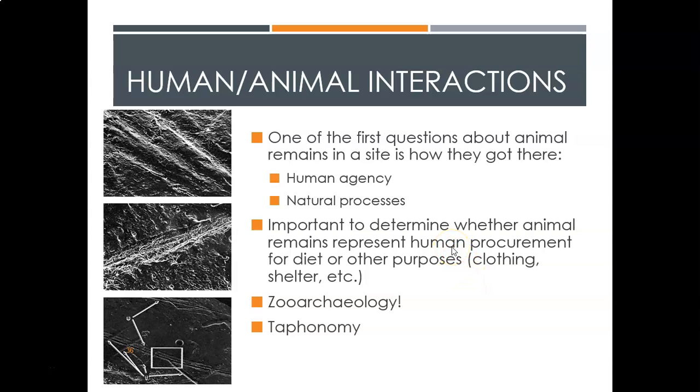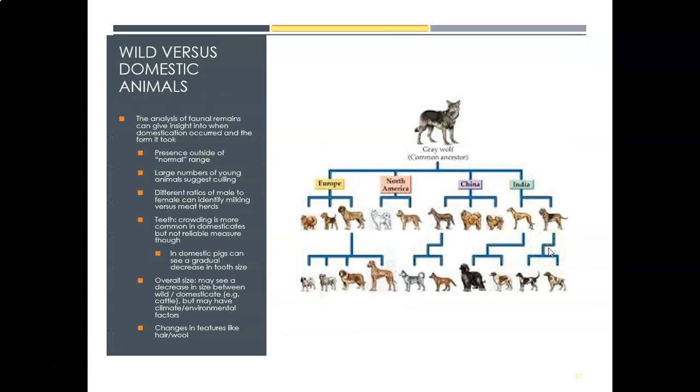Of course, animals are really critical. One of the first questions we have when we find an animal in a site is, how did they get there? Were they brought here because of a human or because of a natural process, right? Did a gopher just burrow down into a site, or was it something being consumed and used? We have to consider all the different ways that we use animals. Again, not all animal remains are being used for dietary purposes, but also for clothing, shelter, etc. And so this study is zooarchaeology, and we'll talk more about this in week 9.